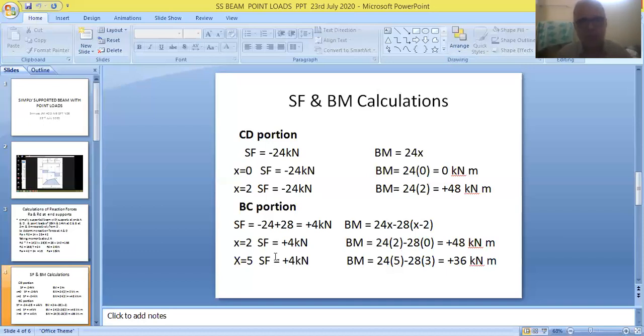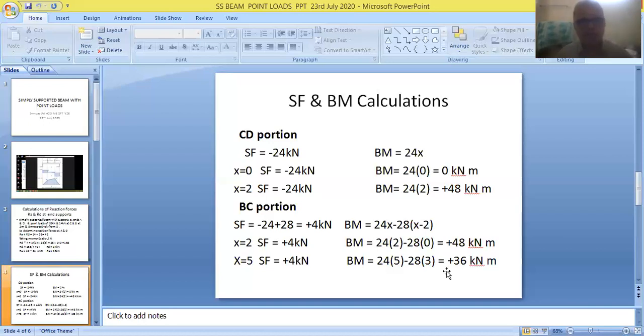Now, initially you take the lower limit of X value, that is 2 meters, and substitute it in this equation. It is obtained as 48 kilonewton meter. Take the value of X as 5 meters and you will be getting this.